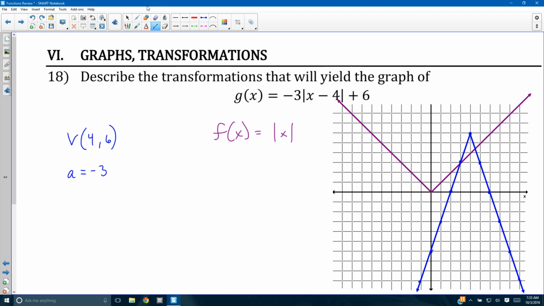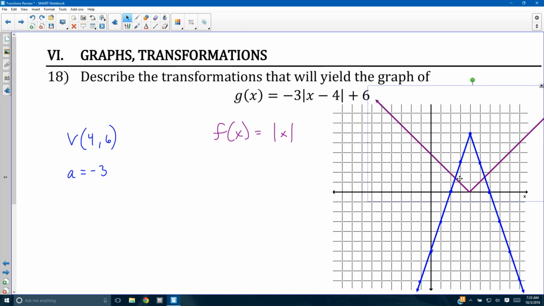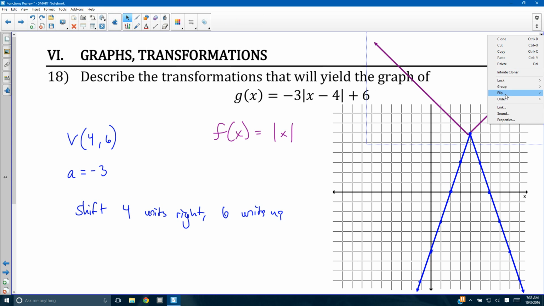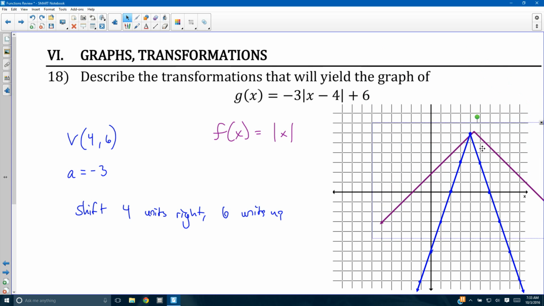There was a shift. Okay, I could have taken this graph here, and I could have said, hey, let's go ahead and shift this 4 units to the right and 6 units up. Then, this also, and I can't really do it right from here because oh yeah, I can. Then we flip it upside down. Okay, so it goes downward. That's what the negative's doing. Flip over.